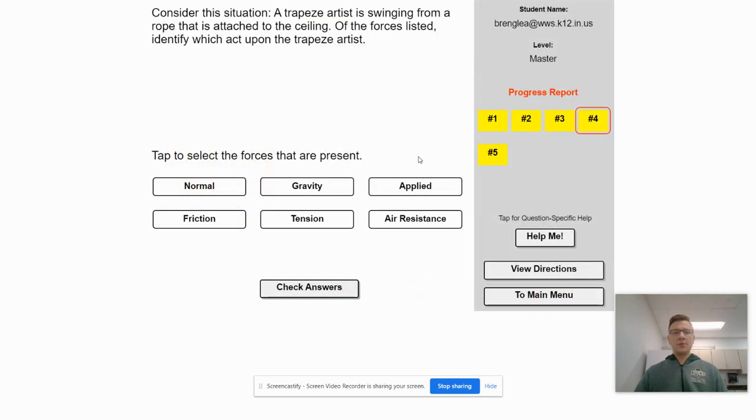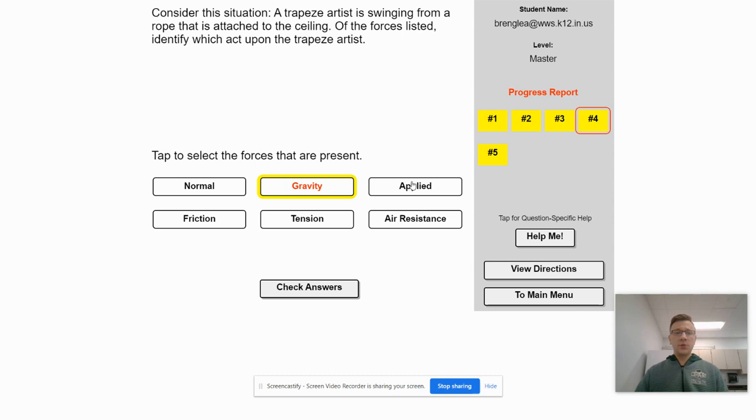So we'll go through the master level, and then the wizard level is actually just a combination of apprentice and master, so I'll let you guys do that one on your own. A trapeze artist is swinging from a rope that is attached to the ceiling. So we're looking at the trapeze artist here. So obviously gravity acts on the trapeze artist. There's no normal force because the person is not standing on some surface pushing up.